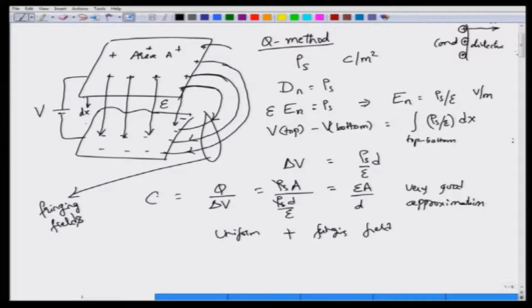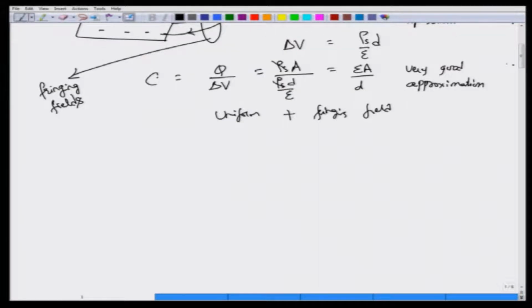And in calculating the capacitance of a parallel plate capacitor, we have completely neglected this fringing field. We are able to neglect this fringing field only when the area of the plate is very large compared to the plate separation. So, only when A is much higher compared to the plate separation D, can we say that the capacitance is epsilon A by D, and that forms a very good approximation. Otherwise, this is not really true because fringing fields have been neglected.